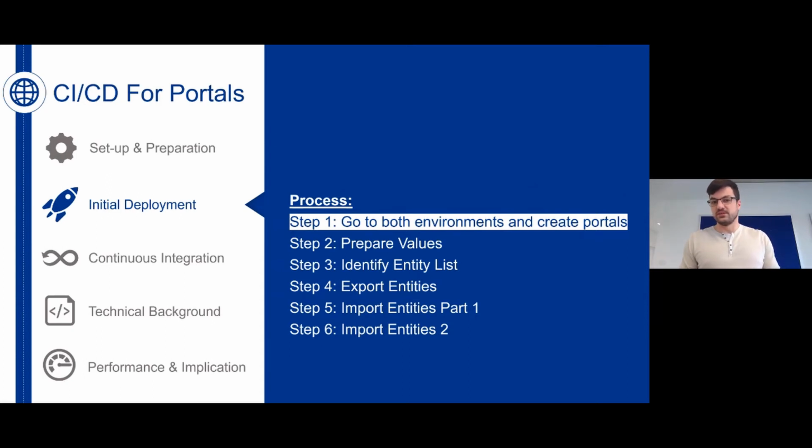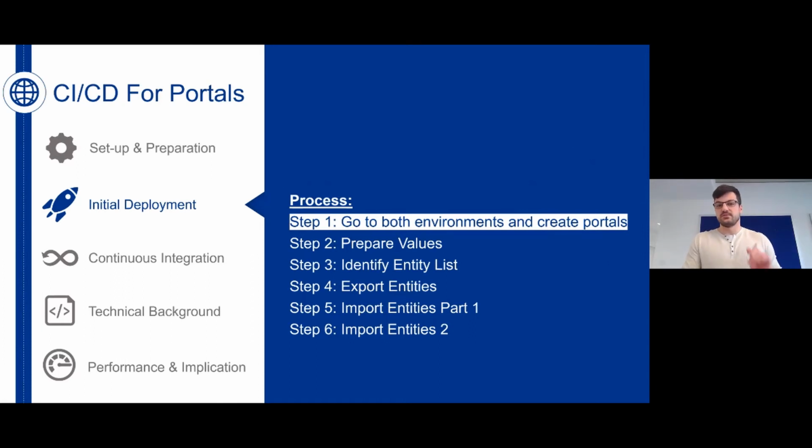So don't create any content on production. Just go to the dev environment and do that. And this is the first step. We prepare our values. So for example, the actual URL of the system, the primary domain name, we need to change it. So we need to prepare some values because otherwise we cannot deploy. And then we need to identify the entities. Just to give you a hint here, I think it's more than 30 or 40, something like this. I will show you the list.